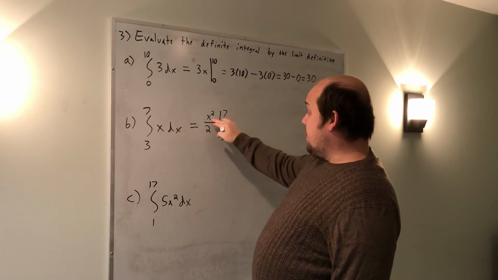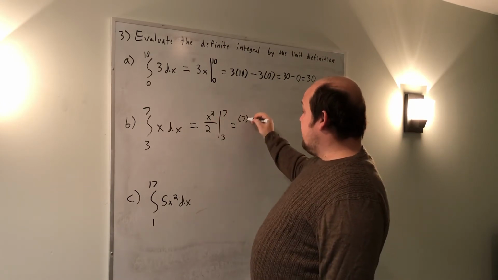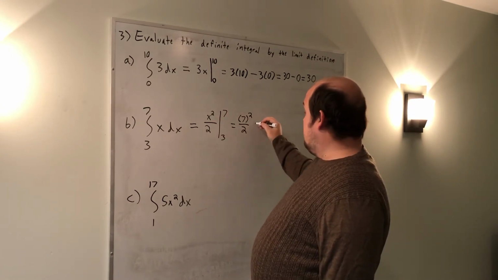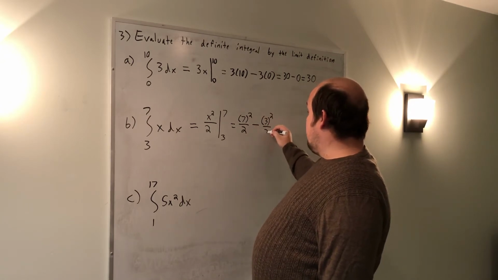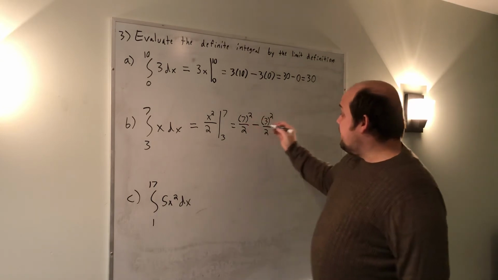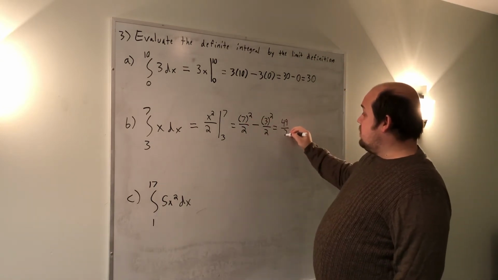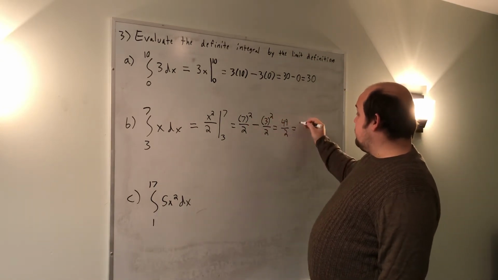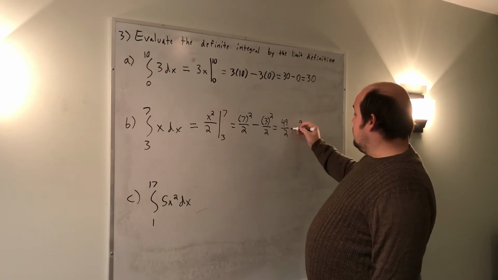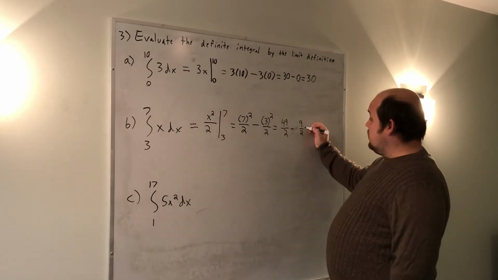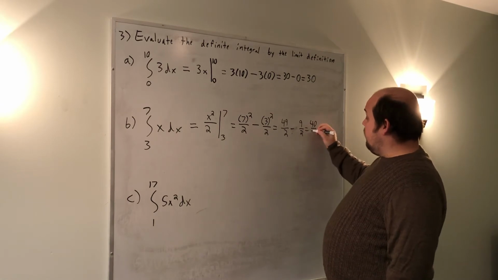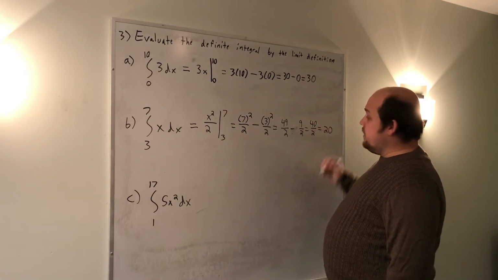I start by plugging in 7. 7 squared over 2. Then I subtract when I plug in 3. 3 squared over 2. 7 squared gives me 49. 3 squared gives me 9. So it becomes 49 over 2 minus 9 over 2. That gives me 40 over 2, which is really 20.